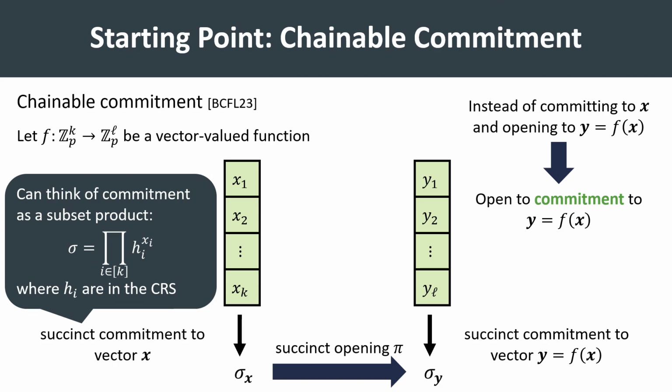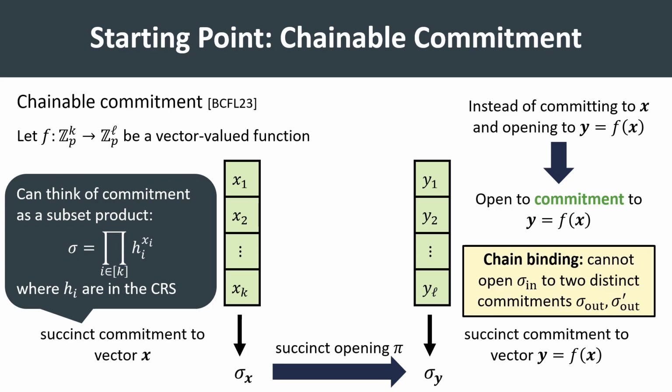So I'm taking something short and opening to something short. Instead of opening to the actual values, I open to a commitment of the values. And the associated binding property says that once I've declared my commitment, I can only open to one output commitment. I cannot open one commitment and a function f to two different output commitments.